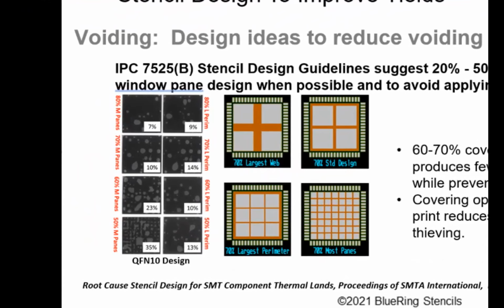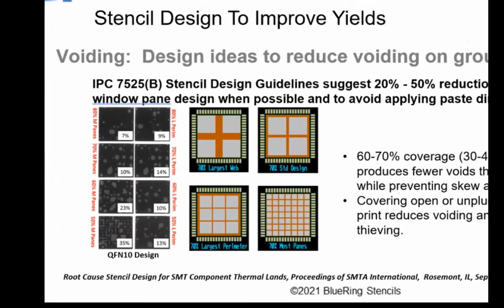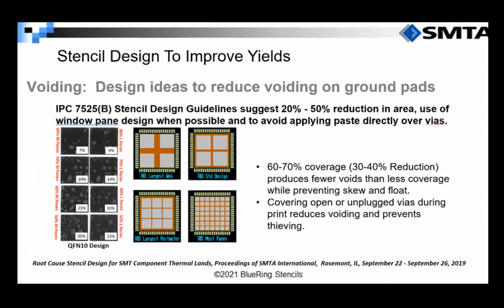In this paper, we also looked at the use of a lot of different panes in one pattern, very wide webs in one pattern, and then very large perimeters in another pattern, while maintaining a specific percent area of coverage. So we looked at 4 different designs just using a window pane. We found that our standard web design, keeping close to 10% of the perimeter free of solder paste while targeting 60 to 70% coverage, produced the least amount of voids.